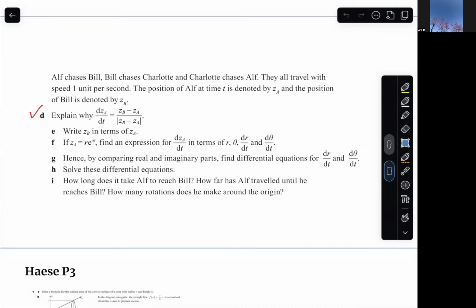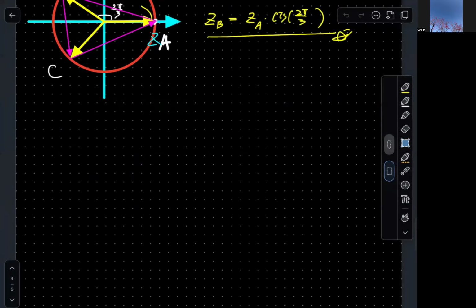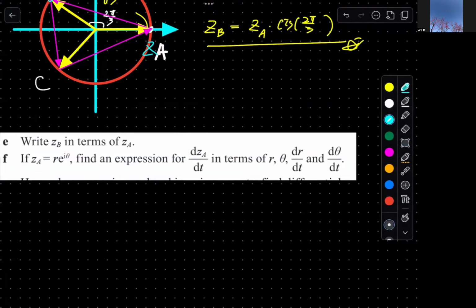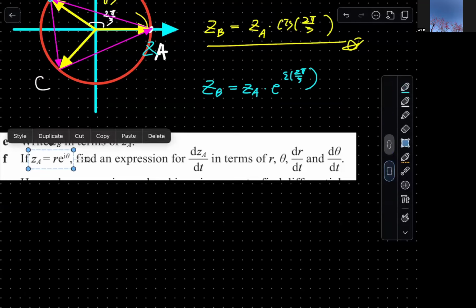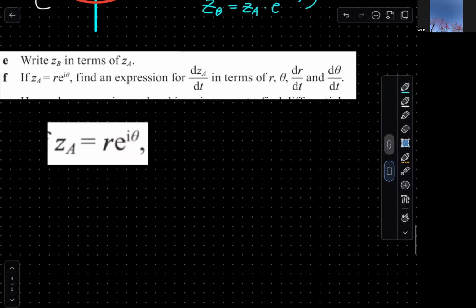But now they ask me to describe it in terms of Euler form. Yes, it's okay to write in cis to indicate that it's a rotation, but they're now going to differentiate the complex number, so let's change into the Euler form. Now I have ZB is equal to ZA e to the power of i 2 pi over 3. That's what we have. And now, if ZA has the following modulus and argument, they ask me to differentiate this with respect to t.